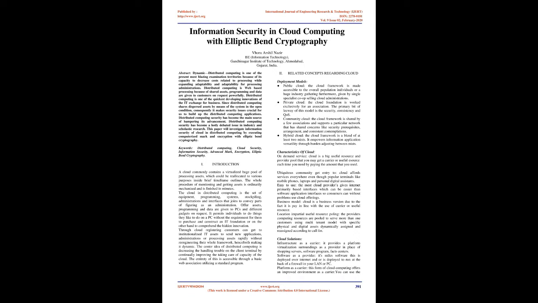Introduction. A cloud commonly contains a virtualized huge pool of processing resources, which could be reallocated to various purposes within short time frames. The whole process of requesting and getting resources is ordinarily automated and is finished in minutes. The cloud in distributed computing is the set of hardware, software, systems, storage, services and interfaces that combine to deliver aspects of computing as a service.